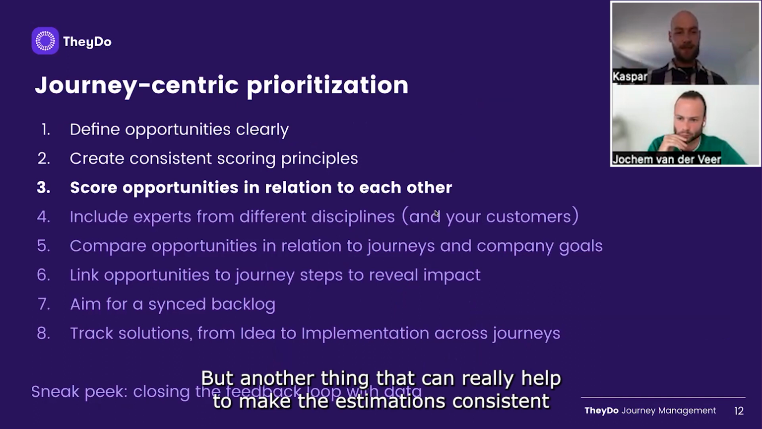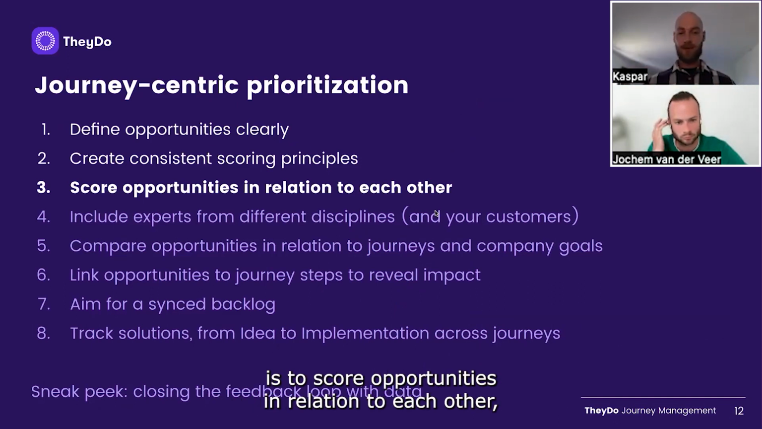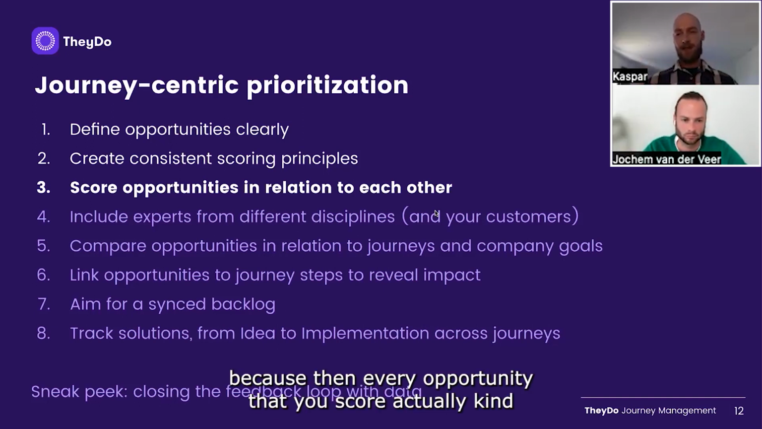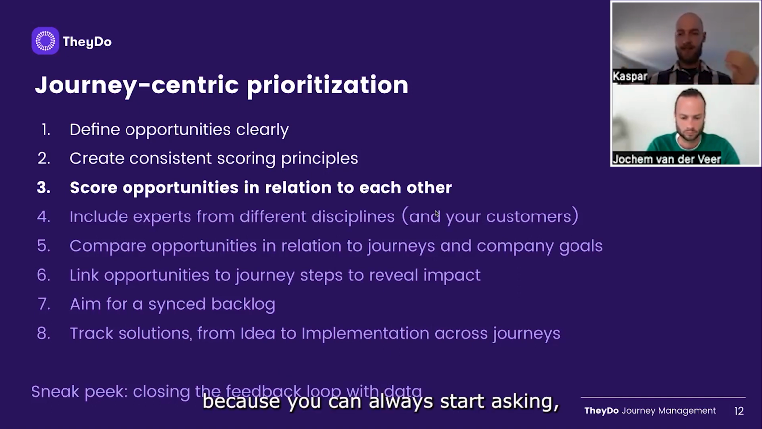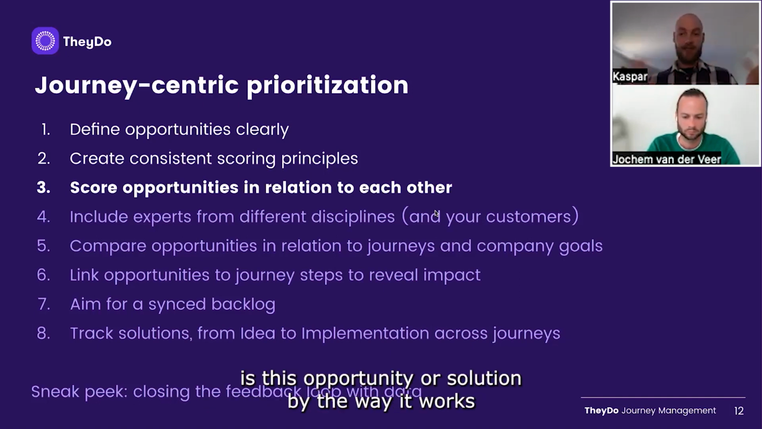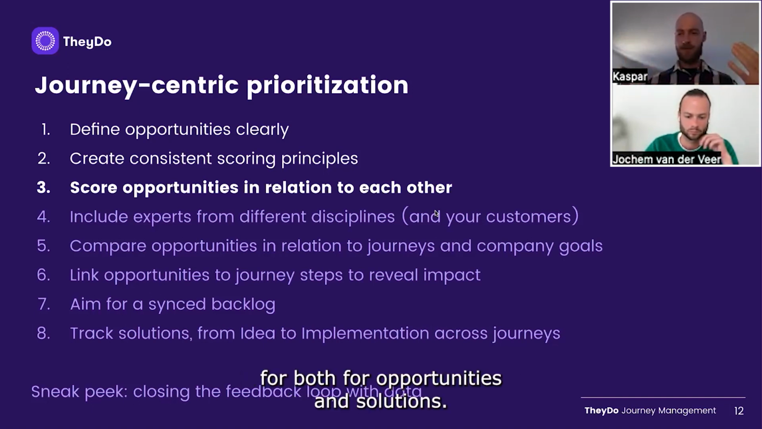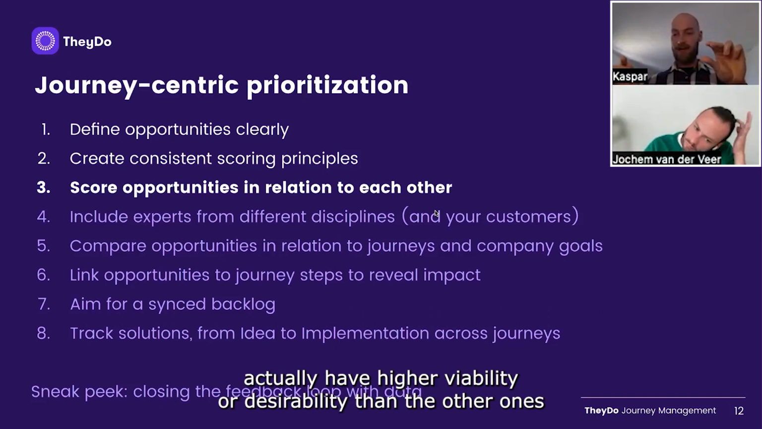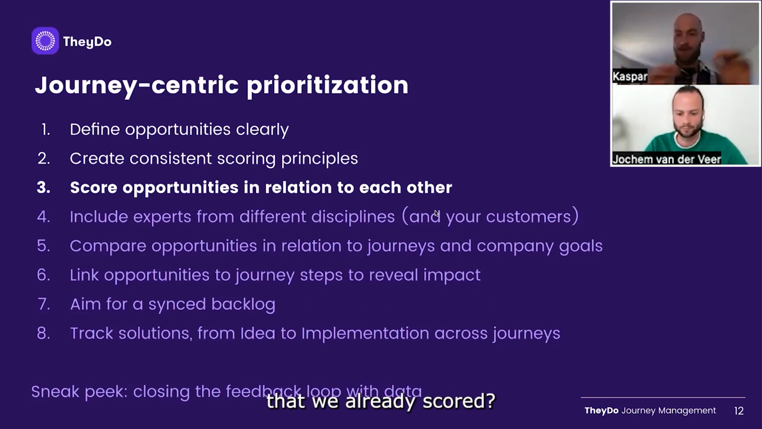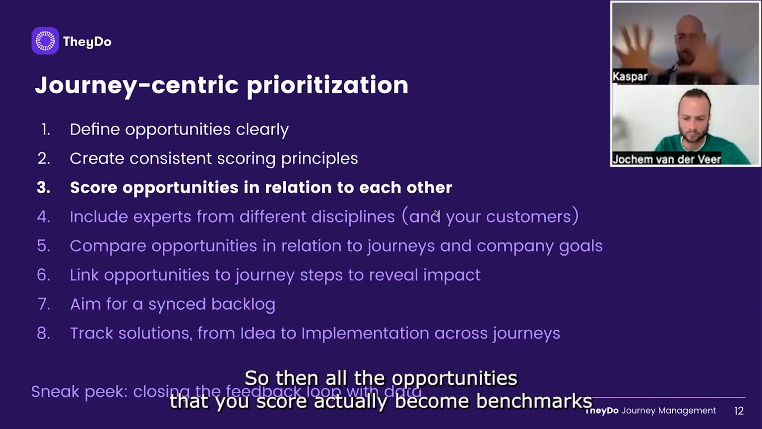Scorecards can really help, but another thing that can really help to make the estimations consistent is to score opportunities in relation to each other. Because then every opportunity that you score becomes a benchmark for other opportunities to score. You can always ask, is this opportunity or solution, by the way, it works both for opportunities and solutions, higher in viability or desirability than the other ones that we already scored?